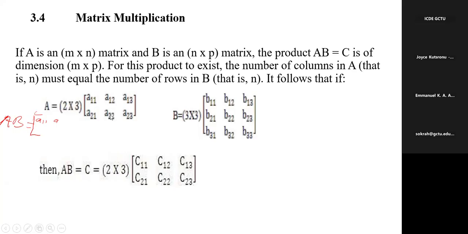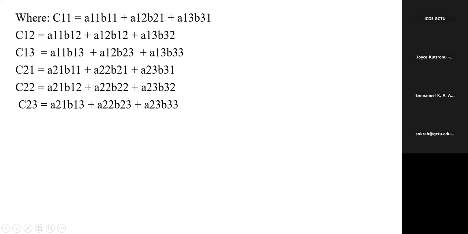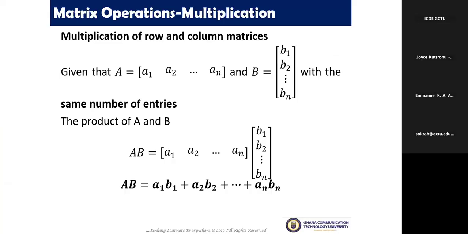So for instance, let me skip this one. This may not help you so much, but later you can go and look at it. Let's start by multiplying rows by columns, a row by a column. Now, if you multiply a row by a column, the result will give you a matrix with only one entry. So if this is matrix A and this is matrix B, and we are multiplying A by B, that is what you see here.